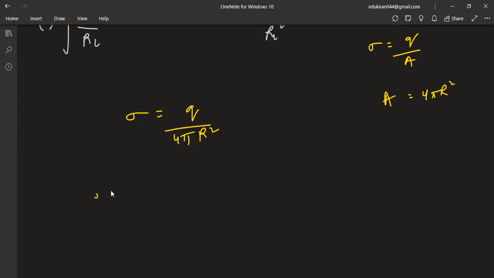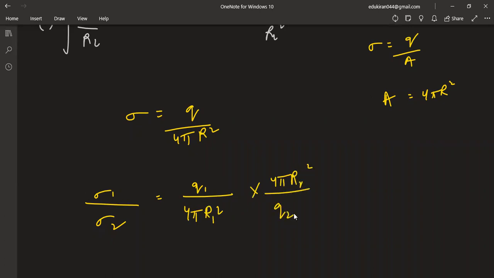Now see, for sigma 1 and sigma 2, just take their ratios. So Q1 for the first sphere, I'm writing it down: Q1 over 4 pi R1 square, into 4 pi R2 square over Q2. This is how the ratio will be. So if we cancel 4 pi, we'll be left with Q1 into R2 square by Q2 into R1 square, right?